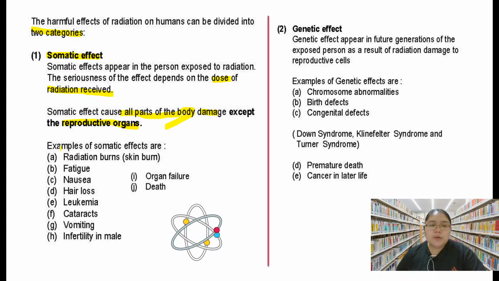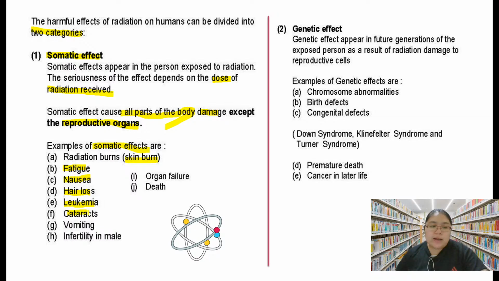So now we're going to see examples of somatic effects. First one, radiation burn. That means it will cause skin burns if you get more radiation. Number 2 is fatigue. Fatigue means you're very tired. Nausea means you don't want to eat, you want to vomit. Then you get hair loss. Leukemia is when the white blood cells are more than the red blood cells.